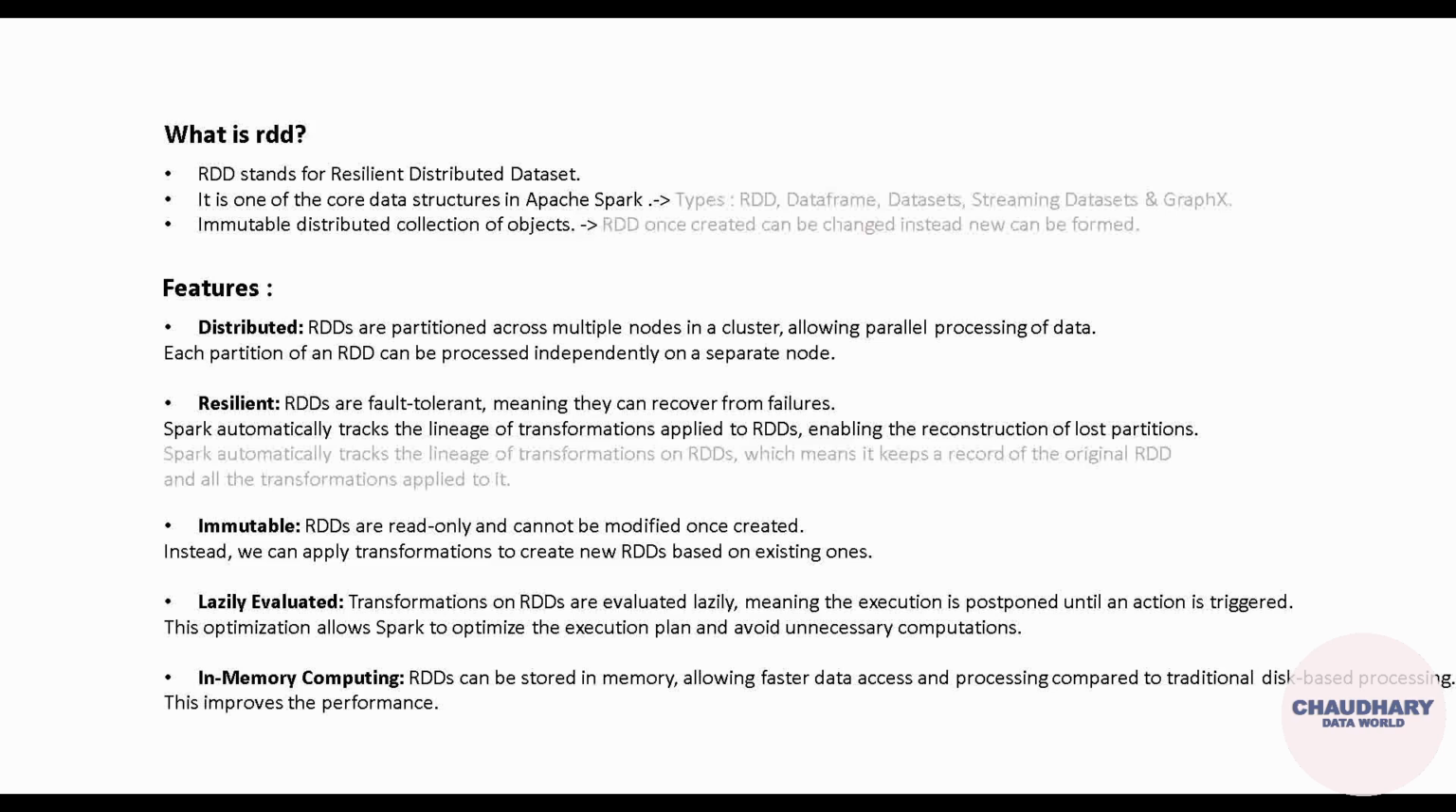But until you give that action command, that is .collect or .take, it will not bother to give you that RDD, which makes it pretty much faster. All the features you are watching here from start to last are there to maintain speed and accuracy. So you can see here, transformations on RDD are evaluated lazily, meaning the execution is postponed until an action is triggered. This allows Spark to optimize the execution plan and avoid unnecessary computation.